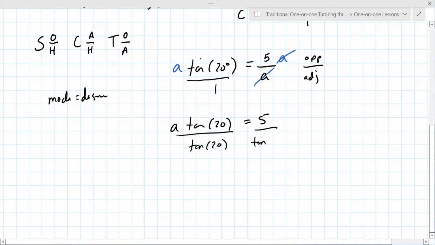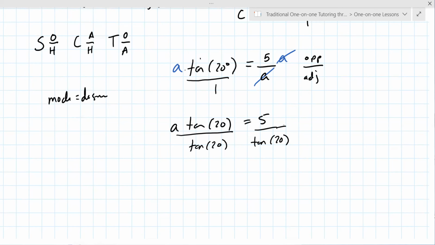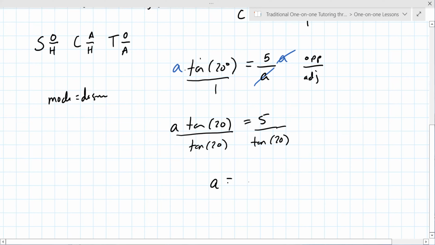And if you took physics, you did this at some point. You solved for the initial velocity that was given, and you found the horizontal and vertical components of it, doing stuff like this. You might have used sine and cosine. You can use other things here to find it. So the answer is A is 5 over tangent of 20.